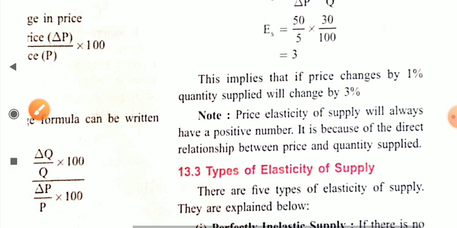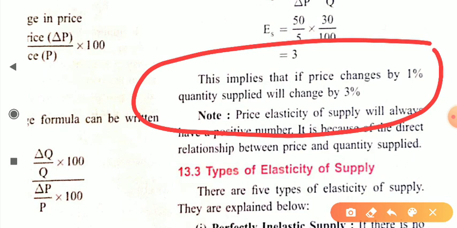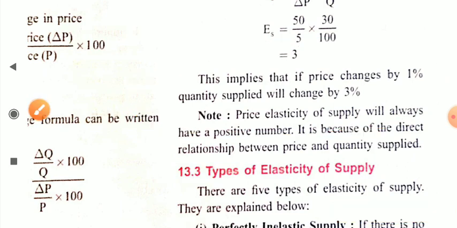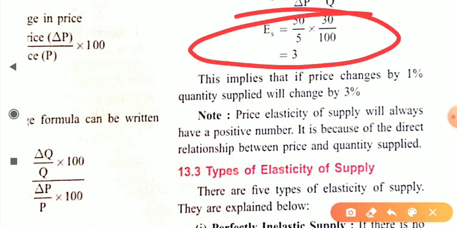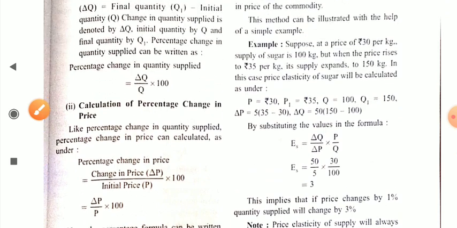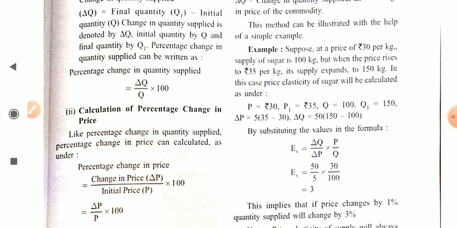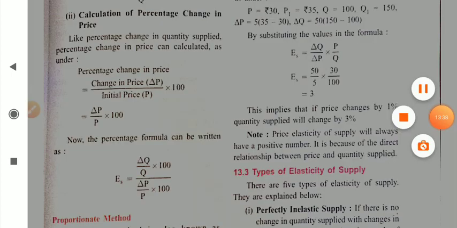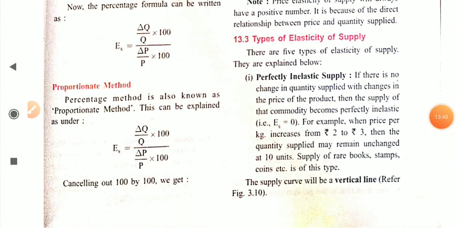So you can say that it implies that if price changes by 1%, quantity supplied changes by 3%, because our elasticity of supply is 3. So this is the formula of elasticity of supply, and this is the numerical of elasticity of supply. Yes student, this numerical is too simple, just like our demand, so you can easily do this type of numerical. Okay student, let's move to our next part, which is types of elasticity of supply.